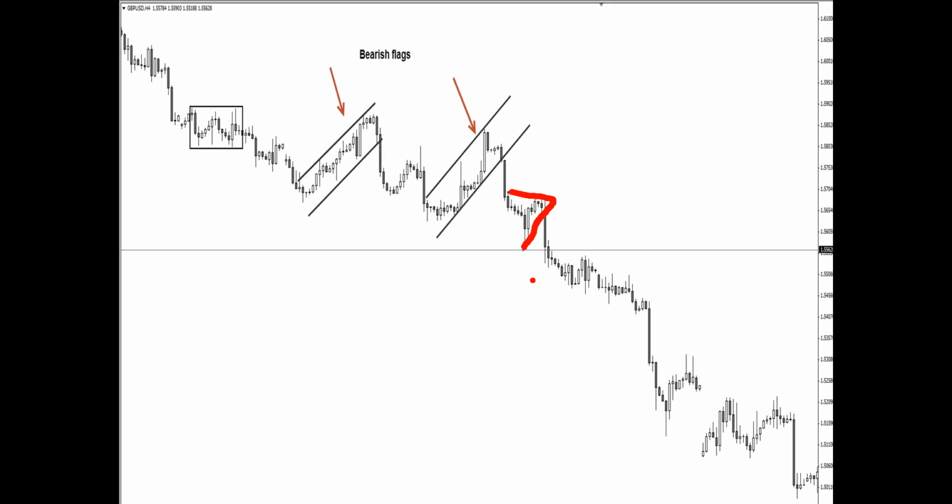So symmetrical triangles are patterns in an accumulation phase, and flags are just a retracement, and bearish flags are known as a retracement in a bearish trend. So they are bullish in their nature, but behind the curtains, flags like those are very, very bearish.